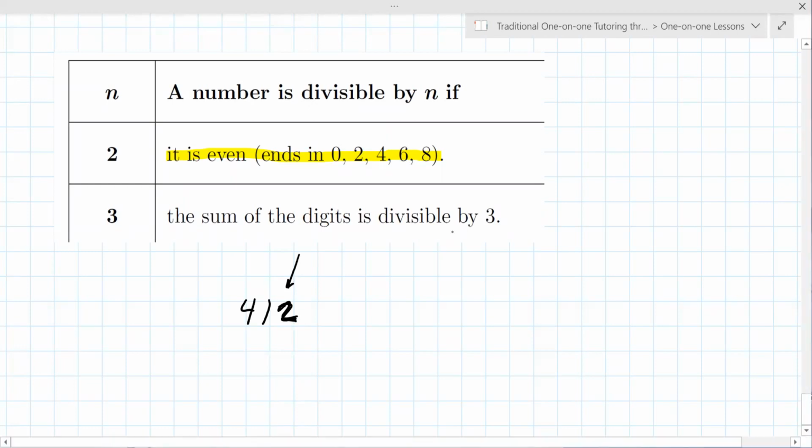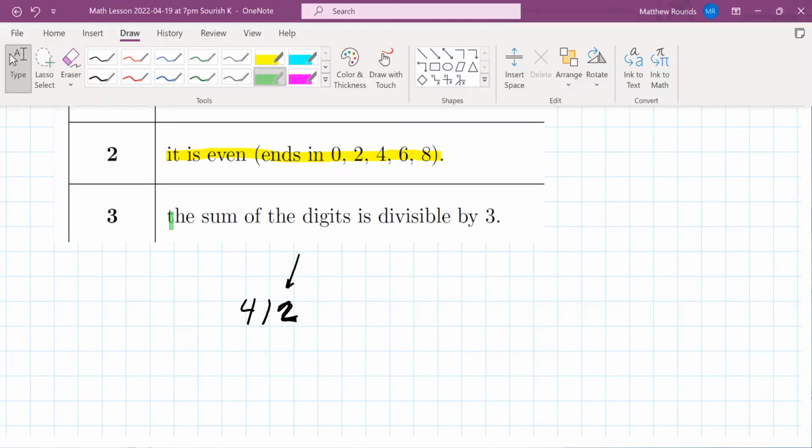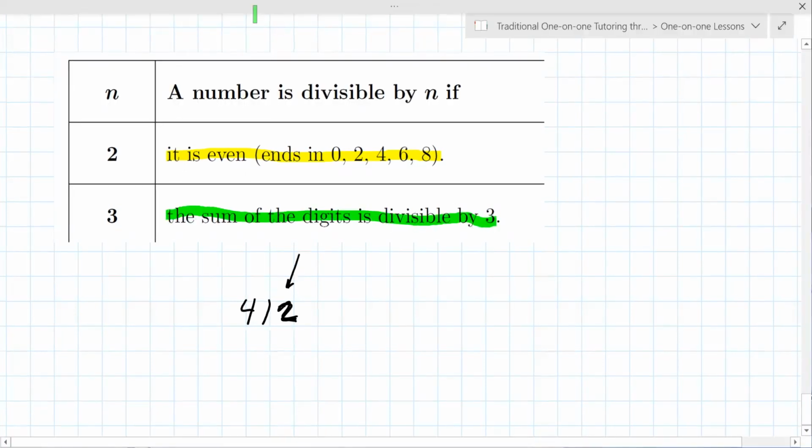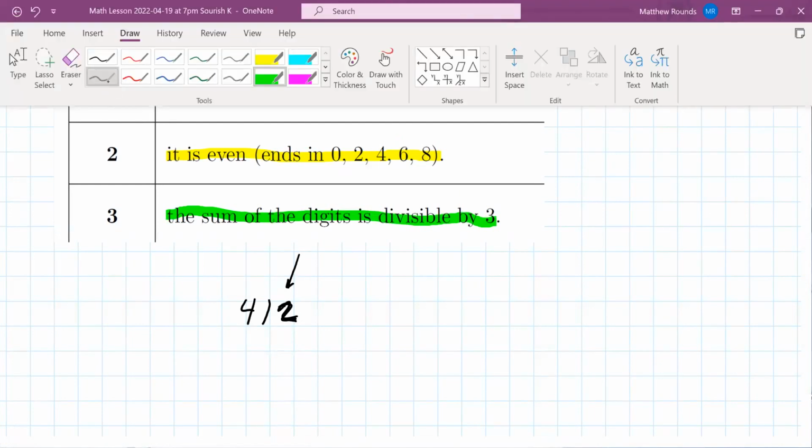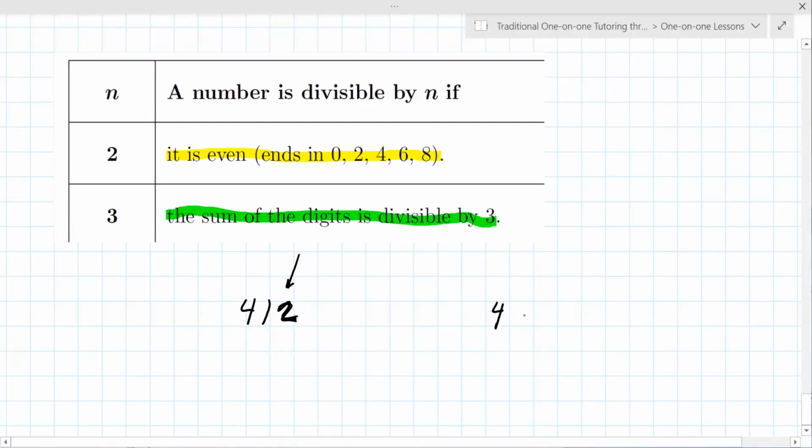Now, what does it say for the divisibility of 3? Could you read this out loud? Divisibility by 3. What does this say in green highlight? The sum of the digits is divisible by 3. So here's what that means. 4 plus 1 plus 2. What is 4 plus 1 plus 2? 5, 5 plus 2 is 7. Is 7 divisible by 3? No. So divisible by 2, check. Divisible by 3, no.